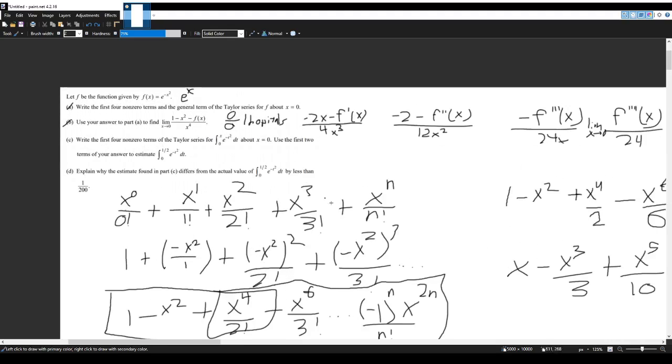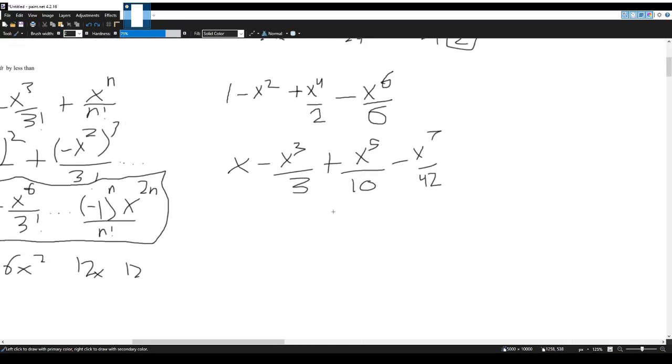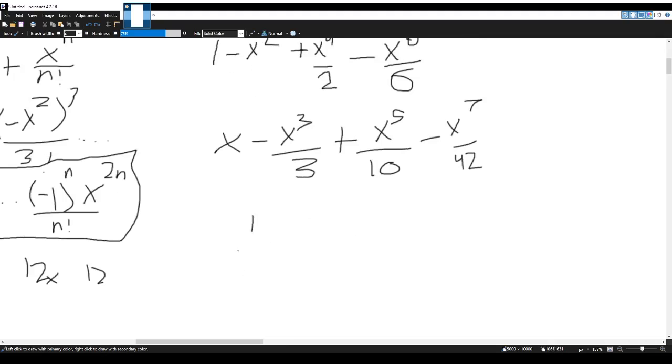So we did that, and then use the first 2 terms of your answer to estimate the integral to 1/2. So of course we would do something like this, 1/2 to 0, or 0 to 1/2, I mean. But clearly, if you plug in 0, you're just going to get 0. So you're going to get the antiderivative at 1/2 minus 0. So we're just going to plug in 1/2 and not worry about the from 0 to 1/2 part, if that makes sense. So we have 1/2 minus 1/2 to the 3rd, which is 1 over 8 divided by 3, 1 over 24, plus 1/2 to the 5th, which is 1 over 32, so it'd be 1 over 320.